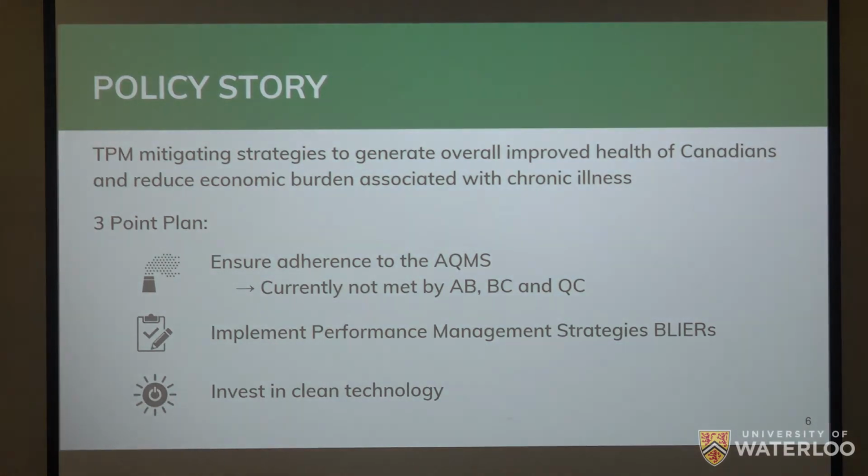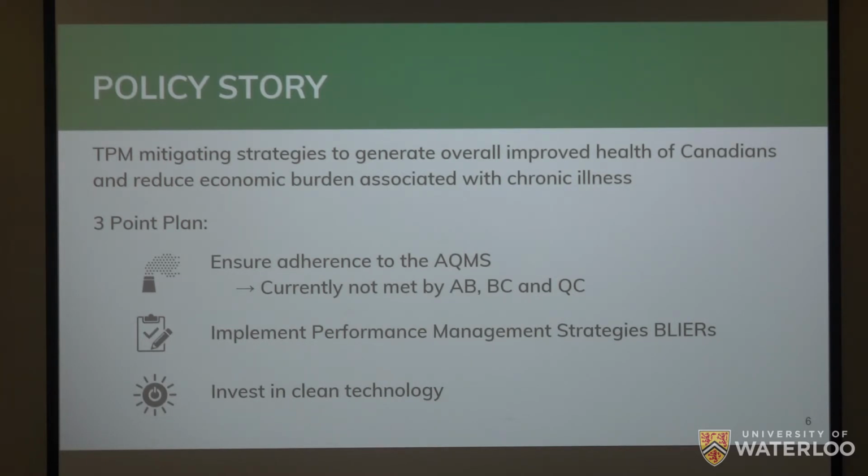More and more Canadians today are living with chronic illnesses. Therefore, there lies a need to improve the health of Canadians. Improved health can also reduce economic burden on the healthcare system in the form of reduced emergency room visits and hospitalization. We recommend that the Government of Canada undertake the following. Firstly, ensure adherence to the AQMS. These requirements are currently not being met by Alberta, British Columbia, and Quebec.